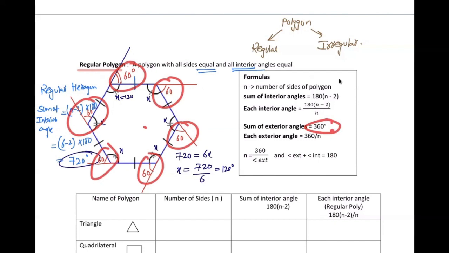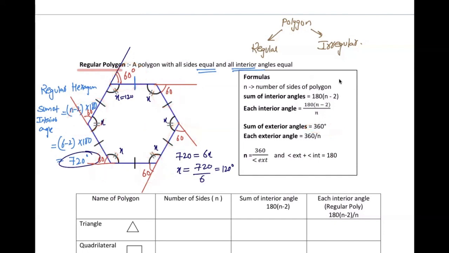So in case of a regular polygon, if you're asked to find each exterior angle, it is equal to 360 divided by the number of sides, and each interior angle of a regular polygon is going to be n minus 2 times 180 divided by n. And if you know the exterior angle, which is equal to 360 upon n, and you make n the subject, you can get the number of sides of a polygon. So 360 divided by 60.